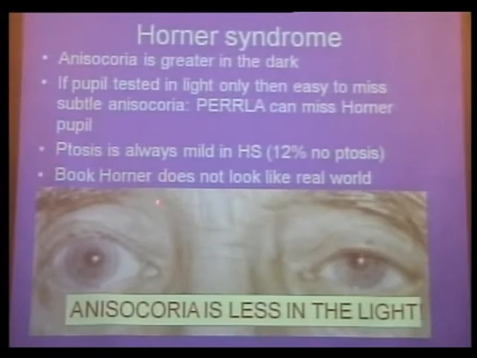So the book Horner, the one that looks obvious, does not look like the real-world Horner syndrome. This patient has a pharmacologically confirmed Horner syndrome, and yet in the light, the anisocoria is virtually undetectable. The only complaint of this patient, in fact, is the ptosis.